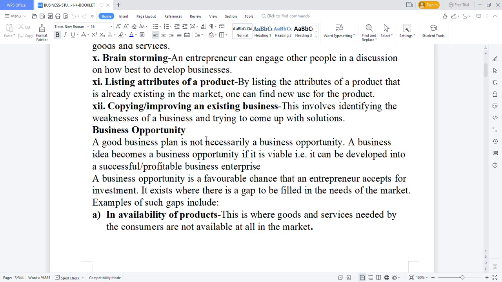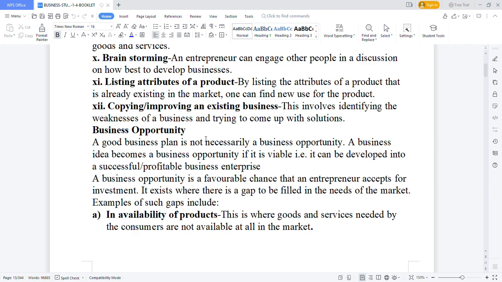So those are the sources of business. There are so many. As a student, you just simply need to have some. You don't need to cram. Just understand what is going on, then you will be able to answer any question in business peacefully without any struggle.